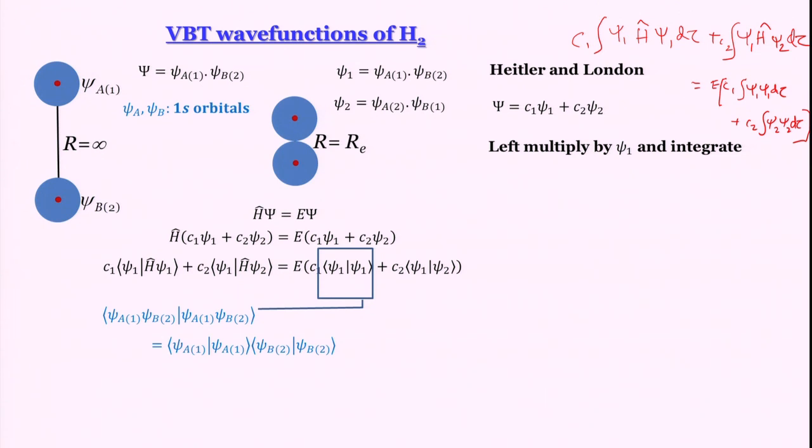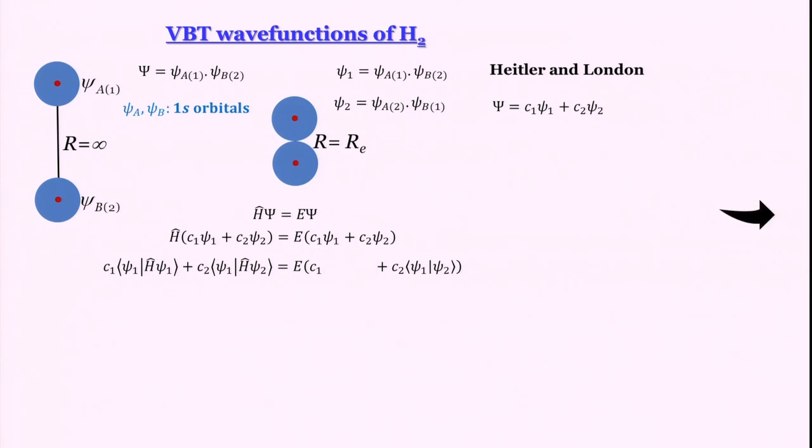Now we can rest easy. We know very well that this psi a and psi b are essentially 1s orbitals which are normalized already. So each of these integrals is equal to 1, 1 into 1 is 1. So the first integral is already worked out and it is equal to 1, that is a great relief. Now let us talk about the second one.